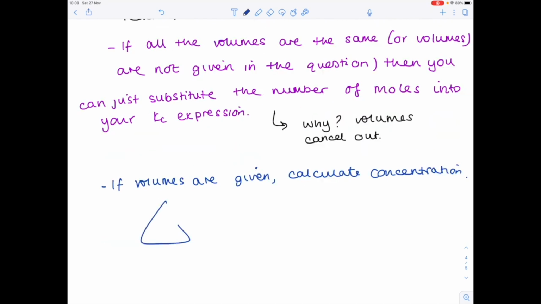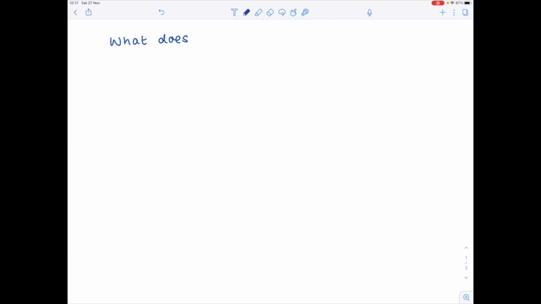So remember, in order to do that, you use this formula triangle NCV. So to work out concentration, you do number of moles divided by volume. Remember that volume needs to be in decimeters cubed. The next thing we want to consider is, what does the value of Kc tell us?